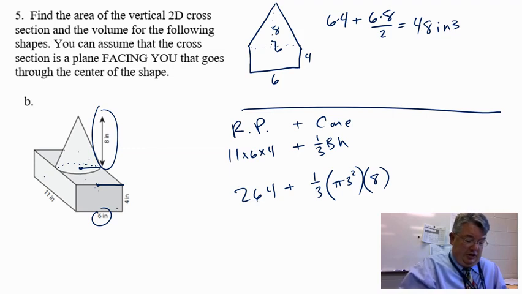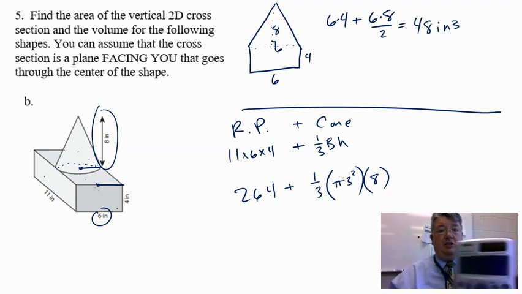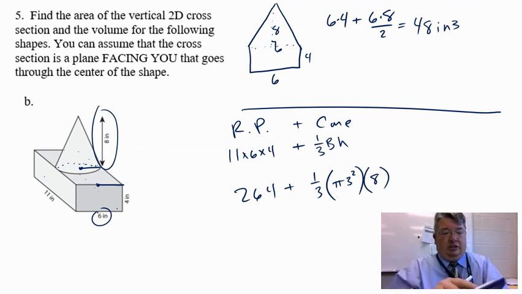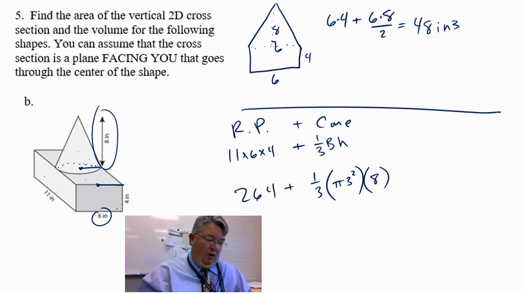Pi times 3 squared times 8. Okay, so I'm just verifying that I got that right. 1/3 pi times 3 squared times 8. See, there it is. And I've got the 11 times 6 times 4 over there.